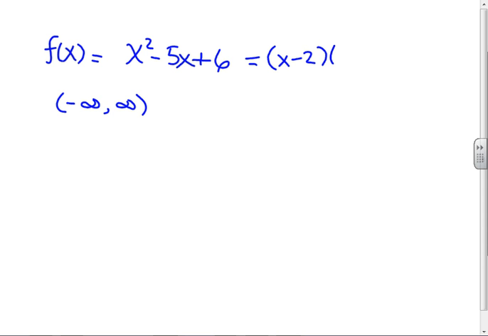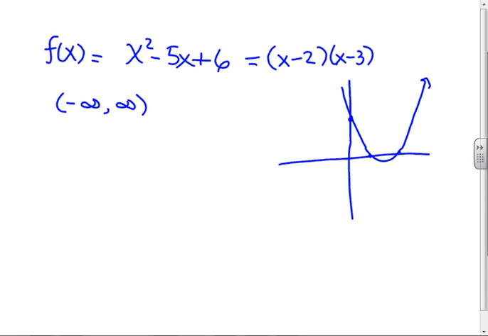This is x - 2 times x - 3, because I want to graph this. And when x is 0, y is 6. So the zeros are at 2 and 3. It looks like this. Now that I know what it looks like, is there a maximum value? No. There's no max, but there's a minimum. We want to find that.